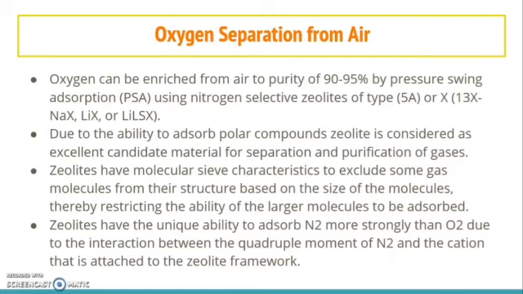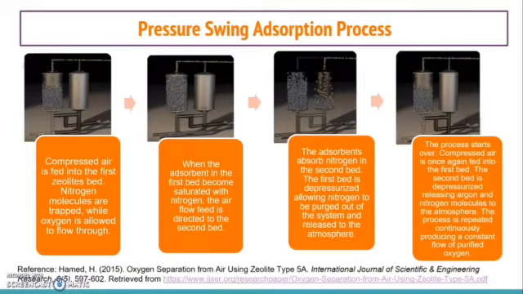Okay, so next we will discuss the process of pressure swing adsorption. Compressed air is fed into the first zeolite bed. Nitrogen molecules are trapped while oxygen is allowed to flow through. So this, as you can see, is the first bed. When the adsorbent in the first bed becomes saturated with nitrogen, the airflow feed is directed to the second bed.